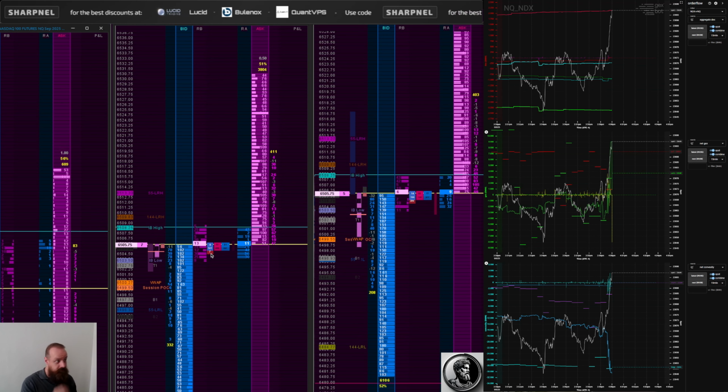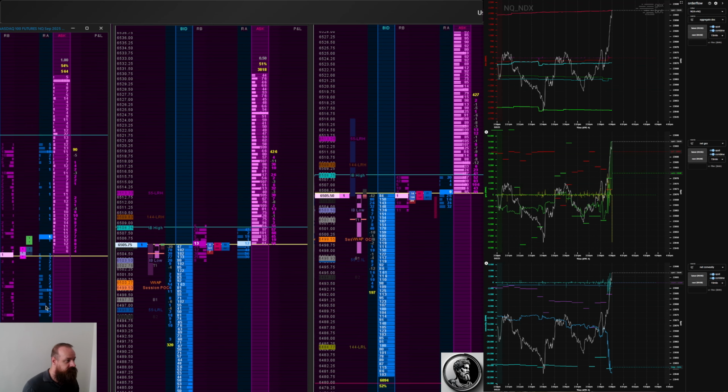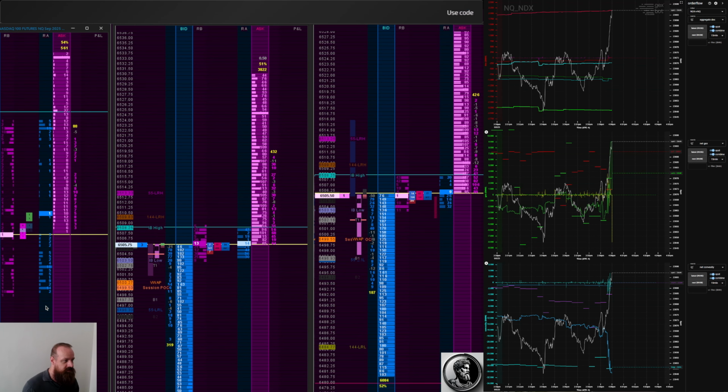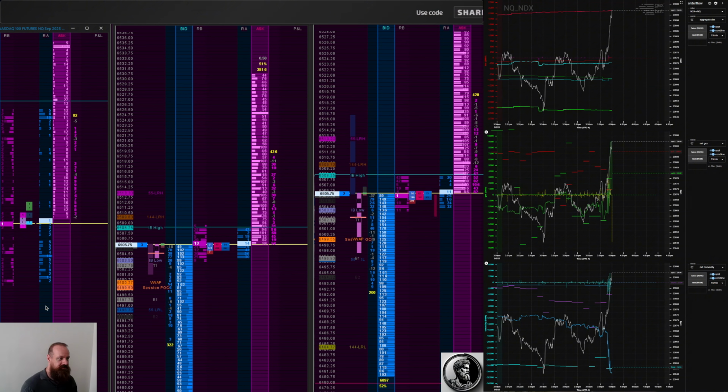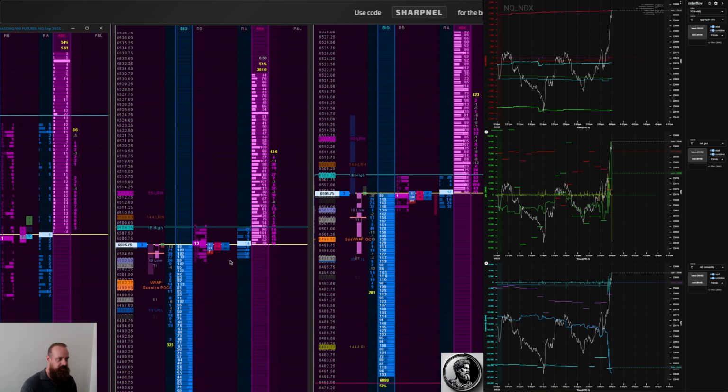Let's see if we have a good example over here. Not really. So currently we are in the London session, and it's a bit thin for the NQ, and for the ES it's thicker, but also not great.